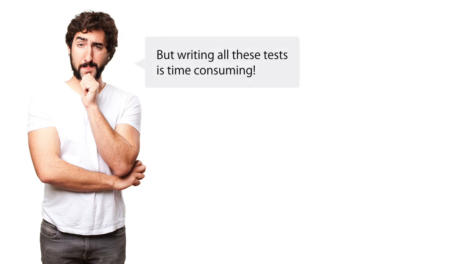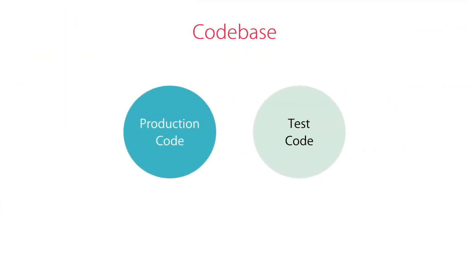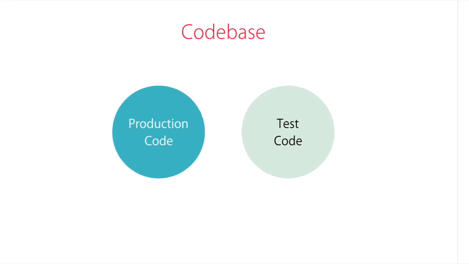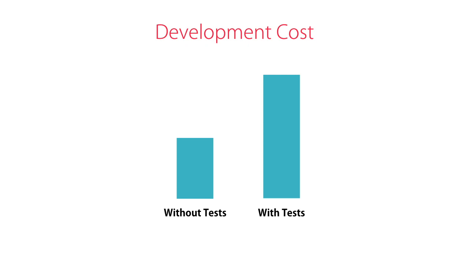Now here we've got this opinionated developer, John Smith, and he believes writing all these tests is time consuming. Because not only do we have to write the application code, which we refer to as production code, but we also have to write the test code. So implementing a new feature with tests will take significantly more time as opposed to implementing it without tests. Because a part of our development time is spent on writing and maintaining these tests.